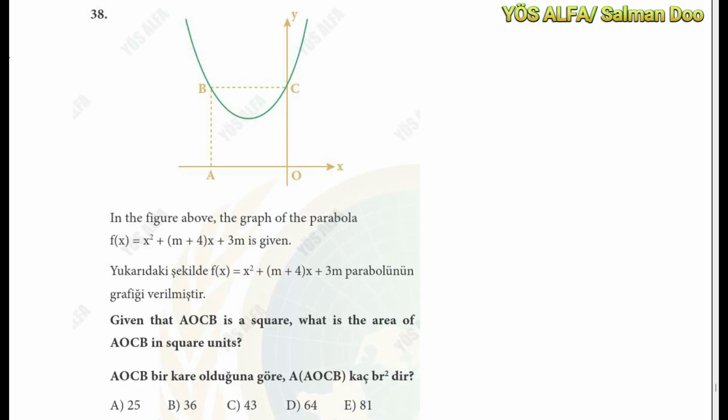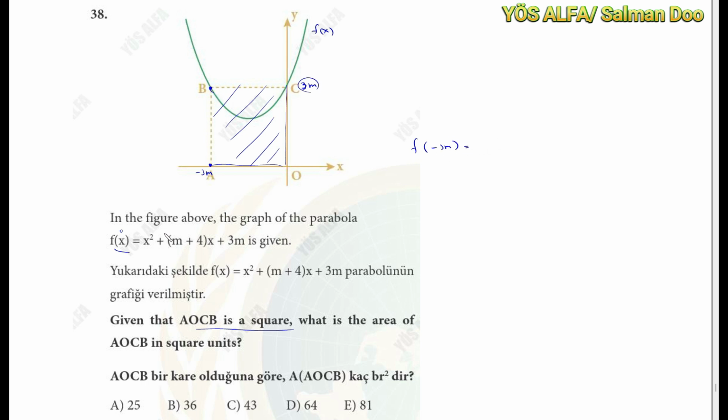The answer is D. In the figure above, the graph of the parabola f of x is given. AOCB is a square, and the area of this square is asked. From this function, when x is 0, this is 0, that is 0, so y is going to be 3m. So this point is 3m. Since this is a square, if this length is 3m, that length is also 3m. So the coordinate of this point A is negative 3m. Now let's substitute this into the function f of x. So f of minus 3m is going to be this, which is 3m.